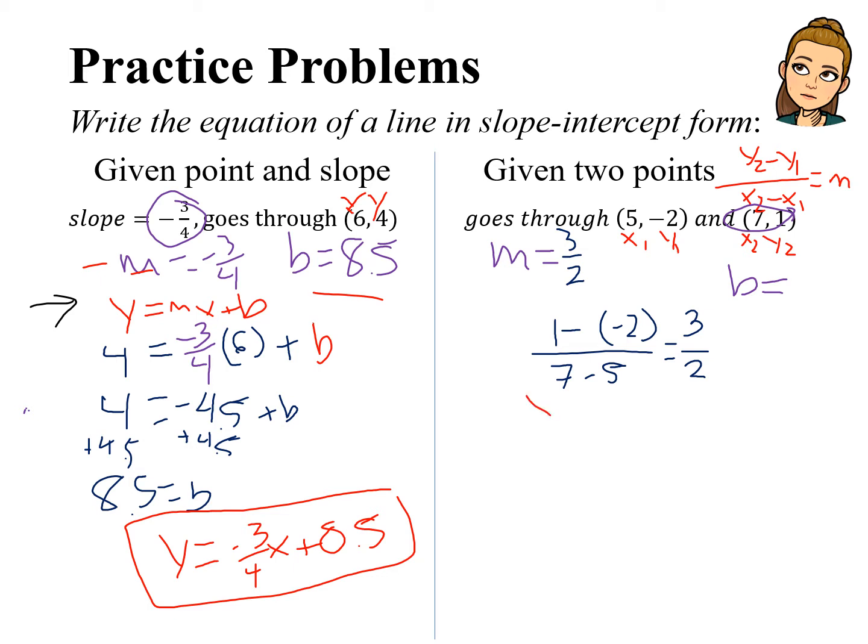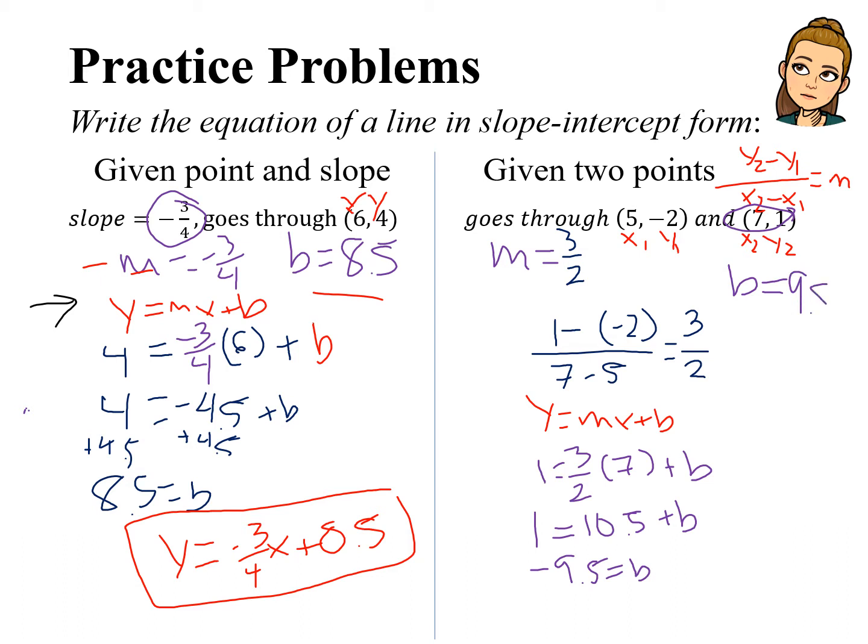So again, I'm starting with that idea of y equals mx plus b. And I know my y value is 1. My m value is 3/2. My x value is 7. And b is my unknown piece. Well, now solving my equation here, I have 1 equals, well, 21 over 2, that's the same as 10.5, plus b. To get b by itself, I need to take away 10.5 from both sides, and I get negative 9.5 is b. So I have negative 9.5.